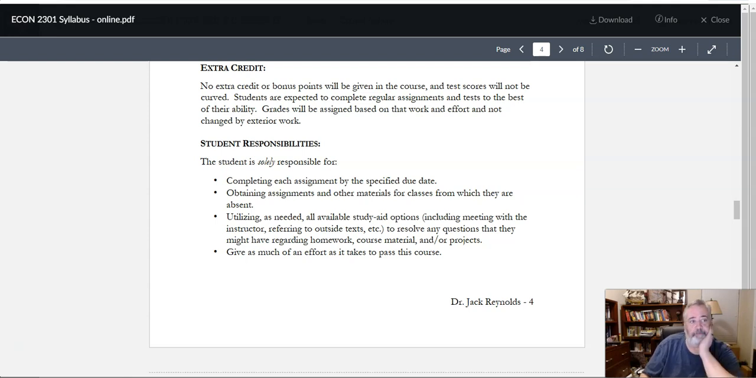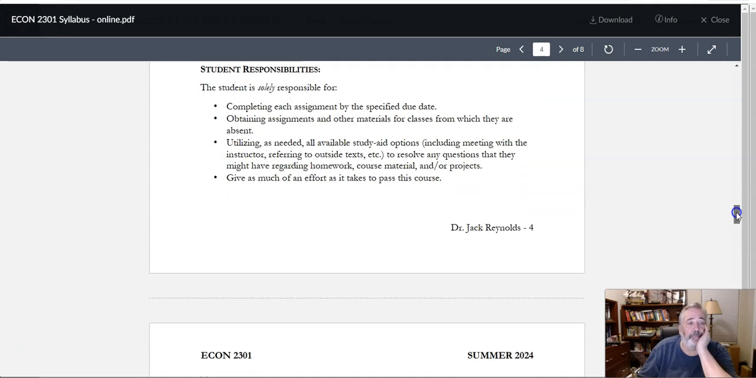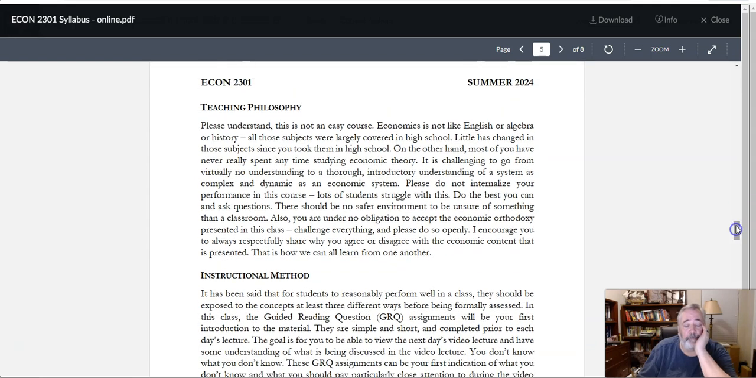If you disagree, let me know. No extra credit, okay? Not going to curve your grades or nothing. Just turn in your work, do it right, do it as best you can, and move forward, okay? You are solely responsible for completing the assignments when they are due, obtaining all the assignments and other material for classes that you may have missed because you were absent, being sure you have access to everything, utilizing study aid options. I'll show you some things I give you to help you with the course, and you have however much effort is necessary for you to be successful in the class, okay?